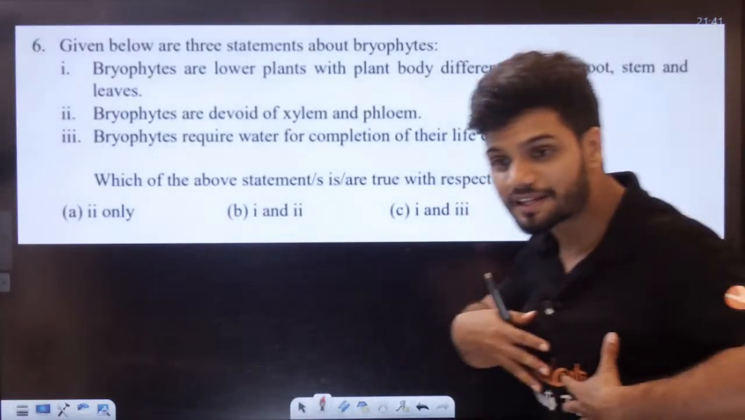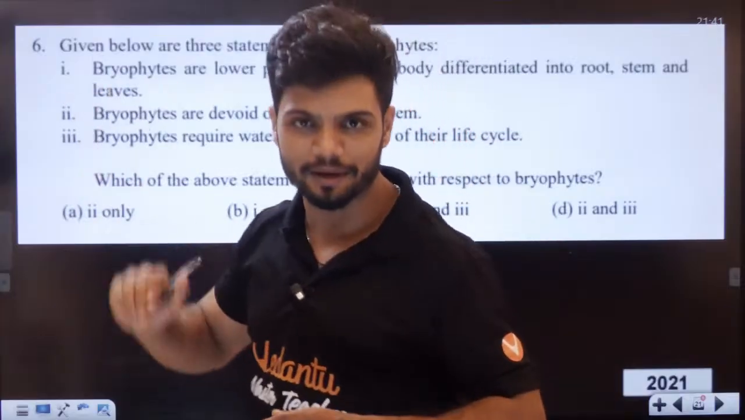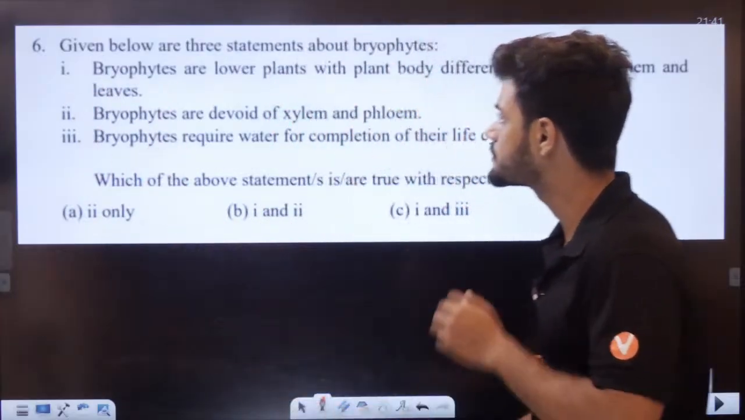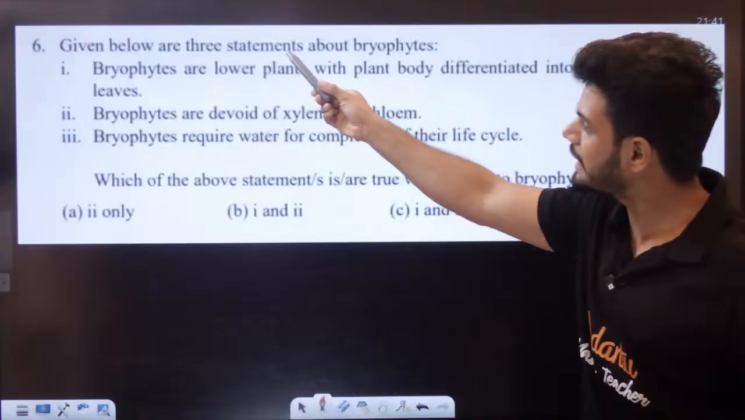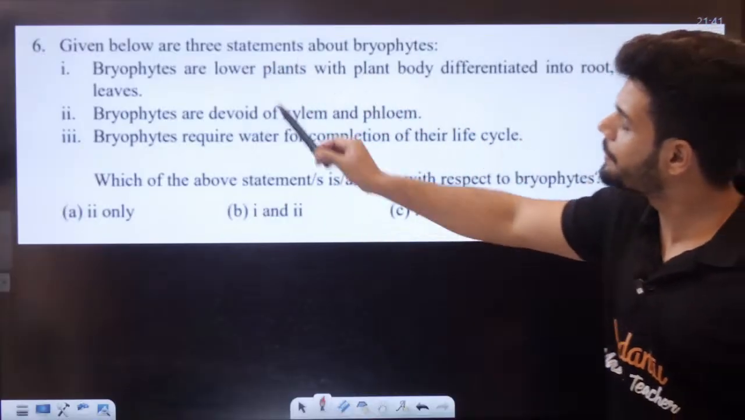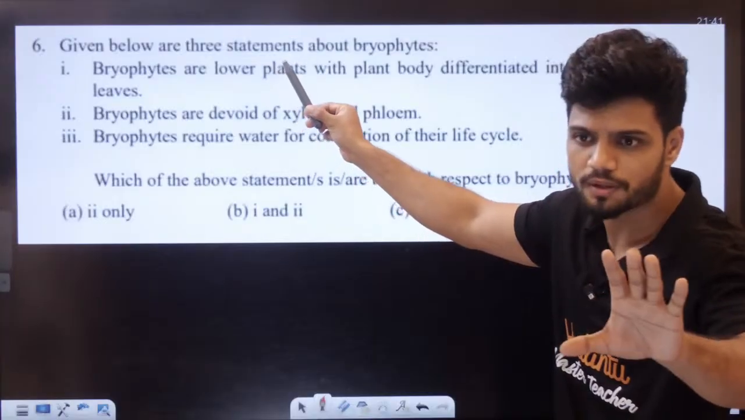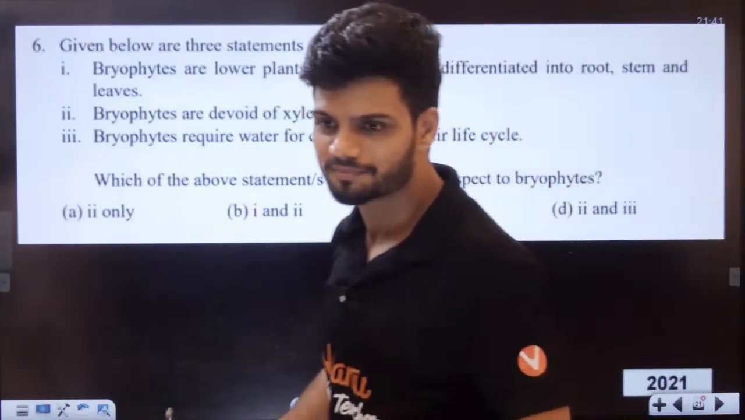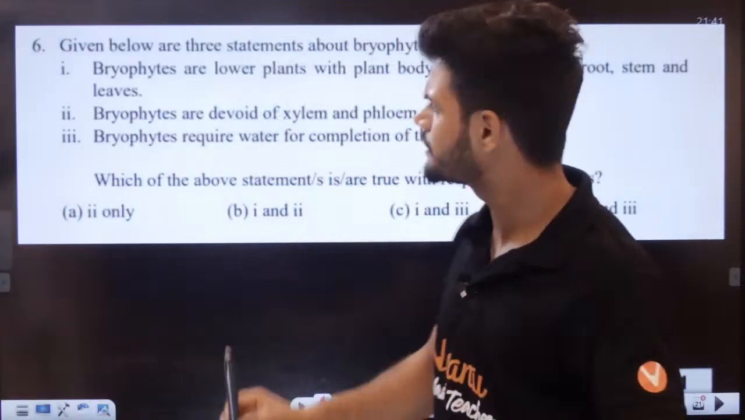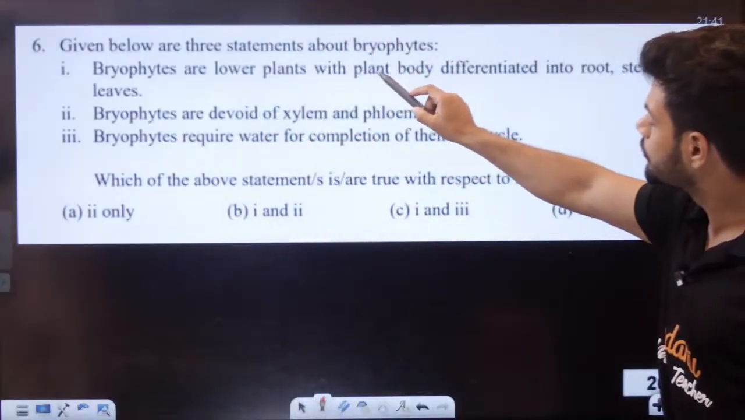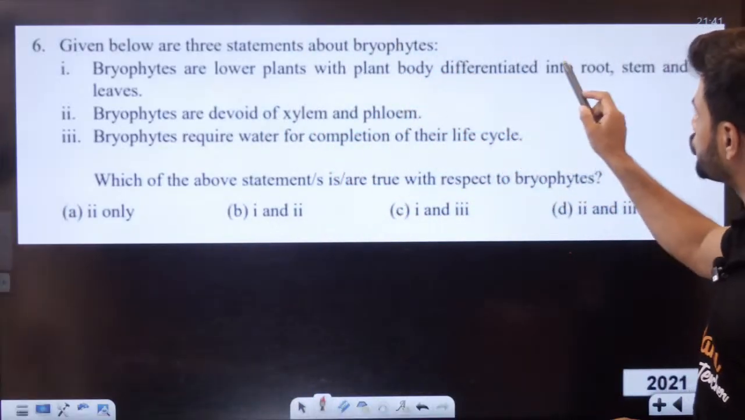Now students, this is a very good question. We have learned this chapter. This is from plant kingdom again. See this. Given below are 3 statements about bryophytes. Bryophytes are lower plants. Yes, they are lower plants, students. These are lower plants with plant body differentiated into root, stem and leaf.